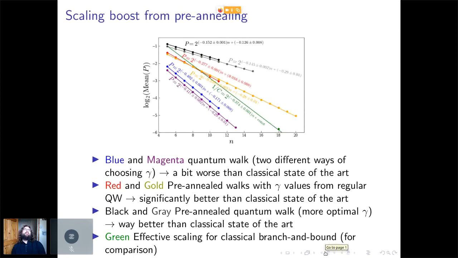This branch and bound is actually deterministic. It actually succeeds with probability 1 after a very small time. But I can take 1 over that time to convert it into something that looks like a probability. And the scaling there is 2 to the minus 0.37. So I've got about half that with these really good ones. And even the ones that are not that optimally chosen are still doing significantly better.